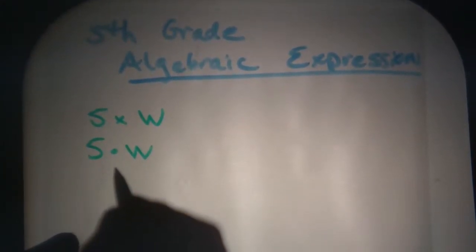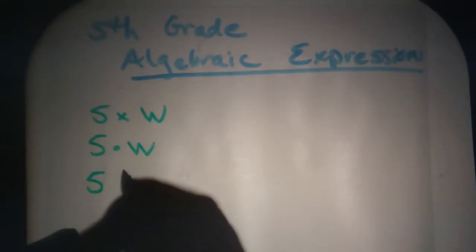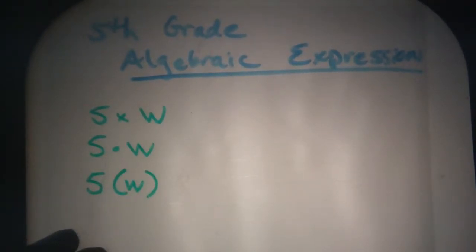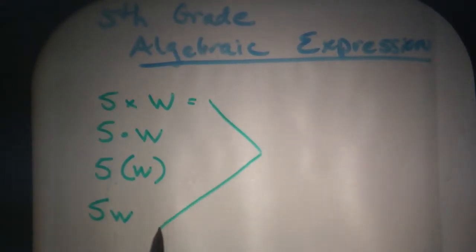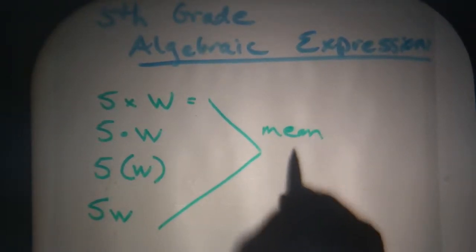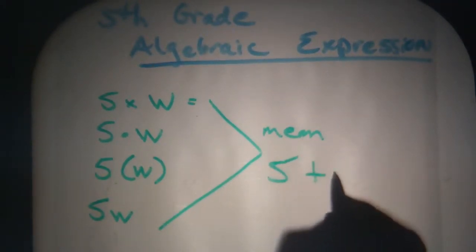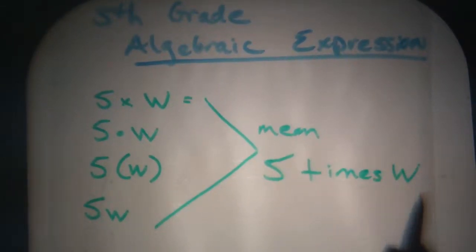5 times w, we could write 5 times w, 5 with this expression for the x. We can write 5 and then w in parentheses. That would also be 5 times w. We could just do 5 with the w here. All of these mean the same thing. These all mean 5 times w. Each one of these.